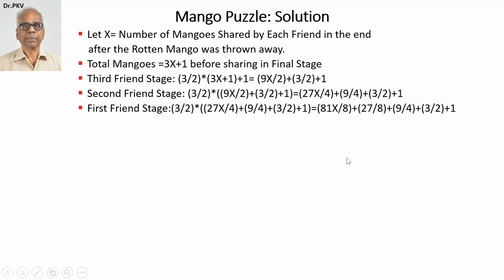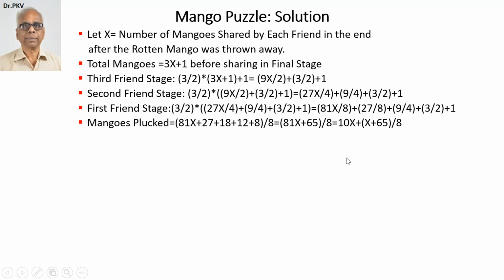So upon simplification, the mangoes plucked will be 81x plus 27 plus 18 plus 12 plus 8 divided by 8, taking 8 as the LCM. You get a beautiful expression, 81x plus 65 upon 8. That I can simplify as 81x by 8 as 10x plus x plus 65 divided by 8. Are you getting this logic?